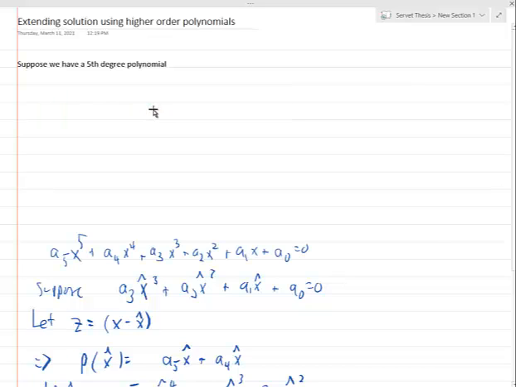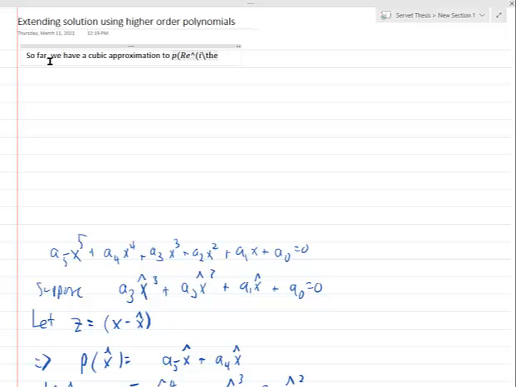All right. Let me start here. Let me backtrack a little bit. So I can say so far we have a cubic approximation to p of r e to the i theta, and we have roots of this cubic approximation. Right. So we want to do better.